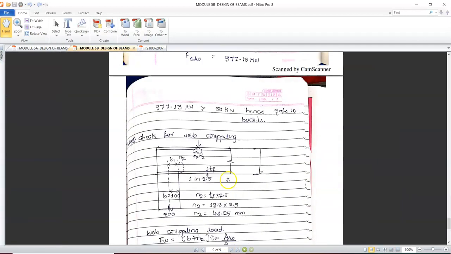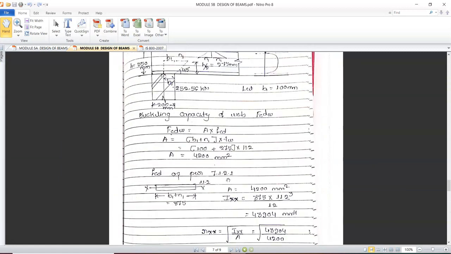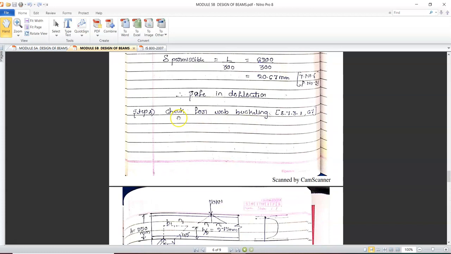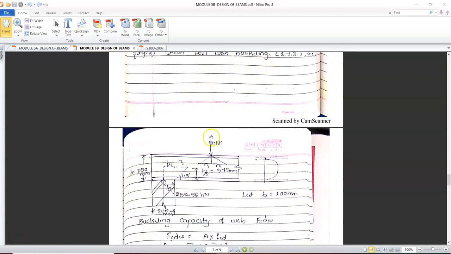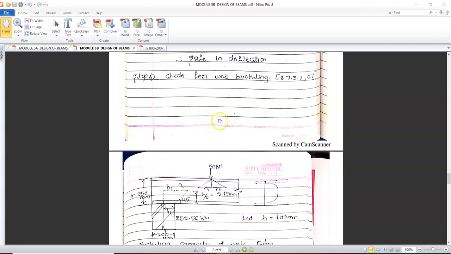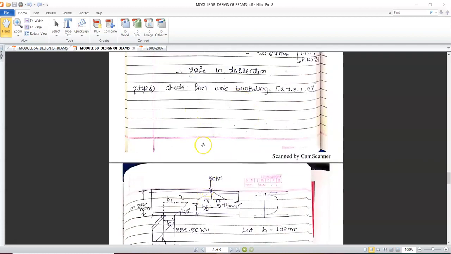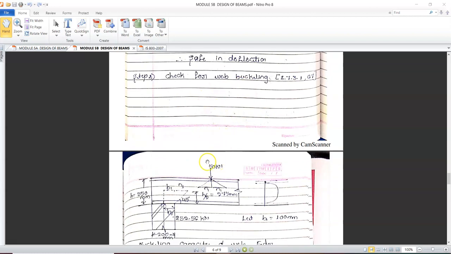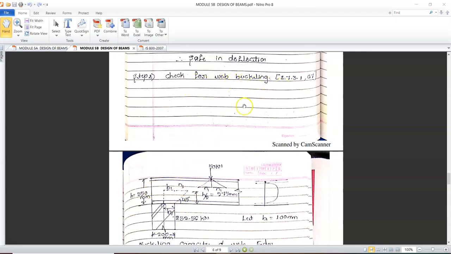Yeah. See, the only last bit left here is the web buckling. The check for web buckling will be done in the last video. Since this is not taken up now, as we have not covered design of compression members yet. Once the compression members are done, then we'll come back and take up the check for web buckling in the last video.